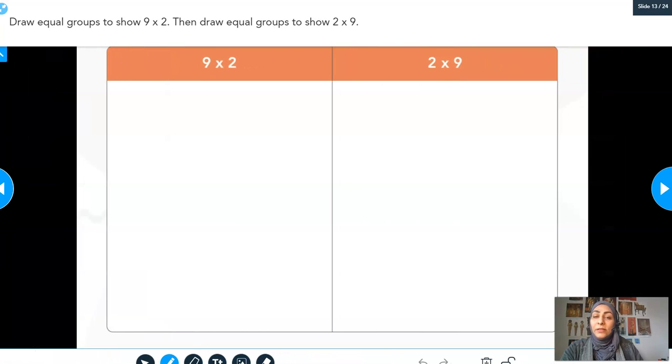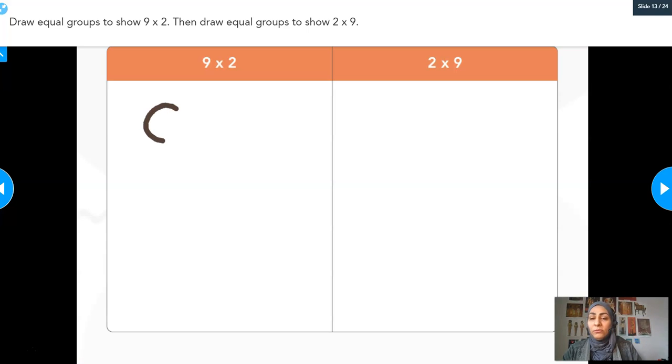Okay. Now I want you to try something for me. I want you to draw equal groups to show 9 times 2 and then draw equal groups to show 2 times 9. You can do the same thing that I showed you. You're going to show 9 groups of 2, and then on the other side, you're going to show 2 times 9, 2 groups of 9. Ready? You can draw anything: triangles, hearts, circles. It's up to you. Just show me.